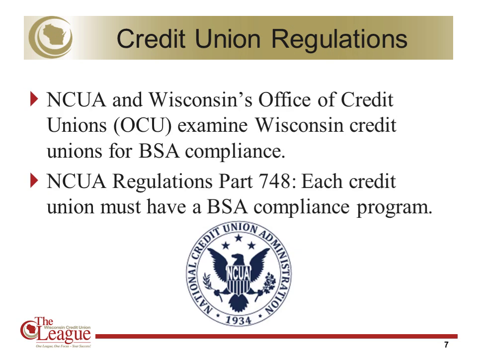The NCUA, along with Wisconsin Office of Credit Unions state examiners, monitor Wisconsin credit unions for BSA compliance. Other federal banking regulators, like the FDIC, oversee compliance for other institutions, like banks. Part 748 of the NCUA regulations requires all credit unions in the United States to have a written BSA program and procedures that are designed to ensure BSA compliance.